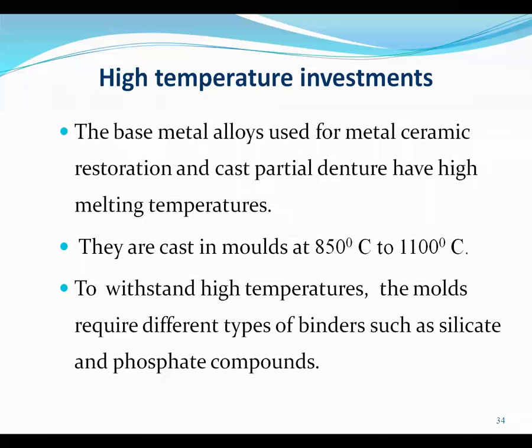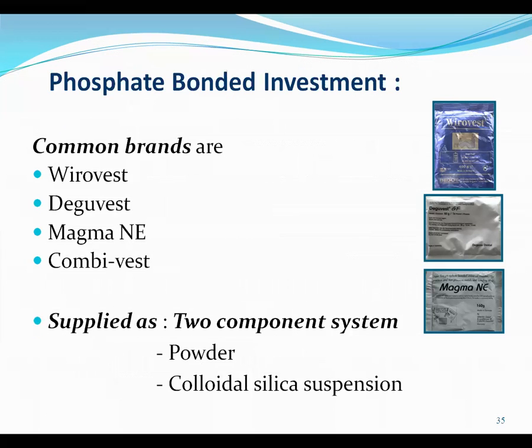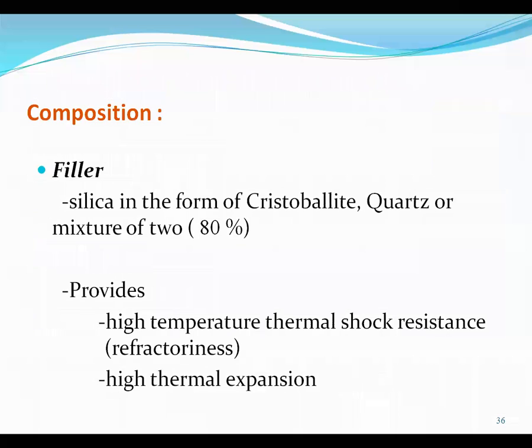So here the base metal alloy is used for the metal ceramic restoration, and the cast partial denture have a high melting point. So they are cast in molds of 850 to 1100 degrees Celsius. To withstand high temperature, the molds require different types of binders such as silicate and phosphate. So here the phosphate bonded material, these are the common brands. It is supplied in two components, the powder and colloidal silica.